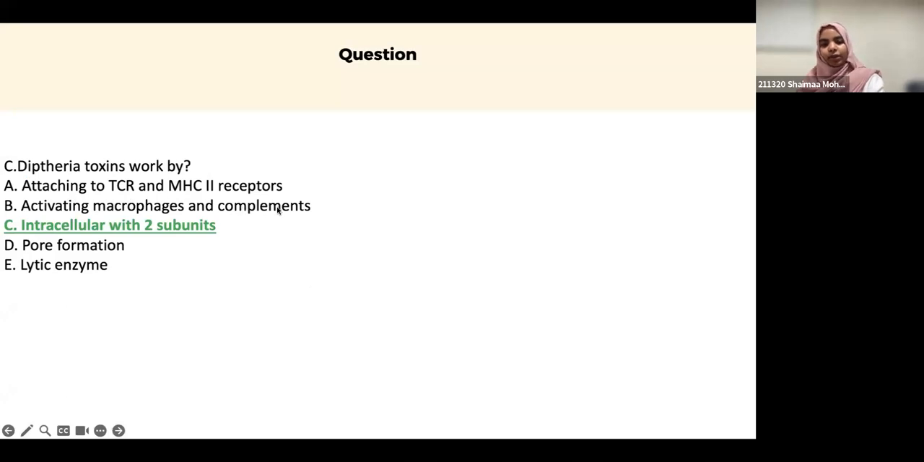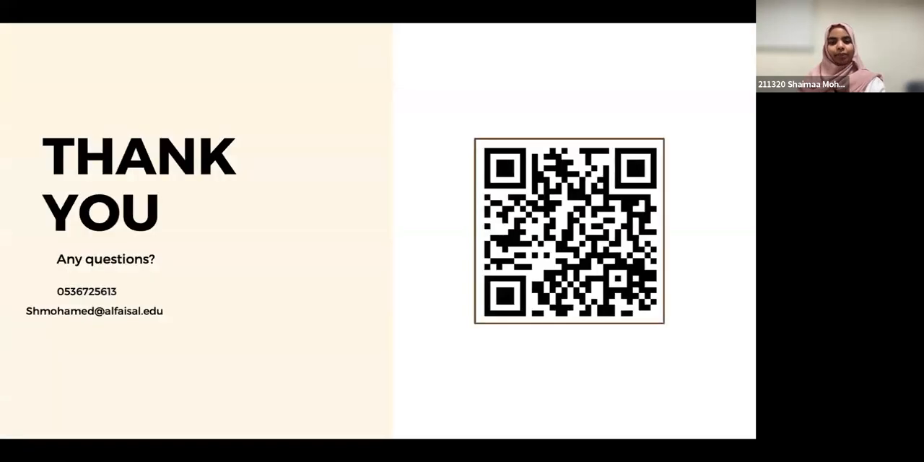Activating macrophages and complement is by endotoxins. Pore formation is another one, which ones? Salmonella and Shigella, and they always come together. They even have the same agar to differentiate between them. And lytic enzyme, pneumolysin from pneumococcus. Yes, okay, perfect.